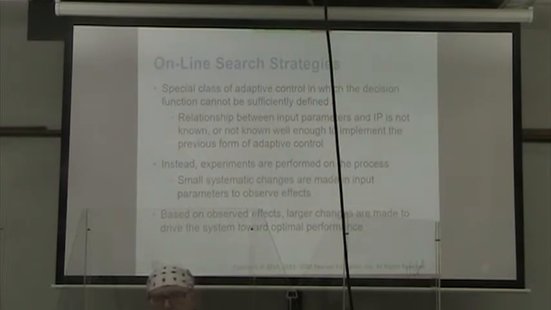When we start talking about online search strategies, in this case it's an adaptive control in which our decision function is not defined all the way. So the relationship between input parameters and our index of performance isn't known, or at least not well enough to implement the previous form of adaptive control.